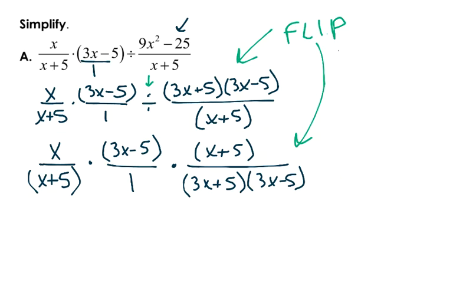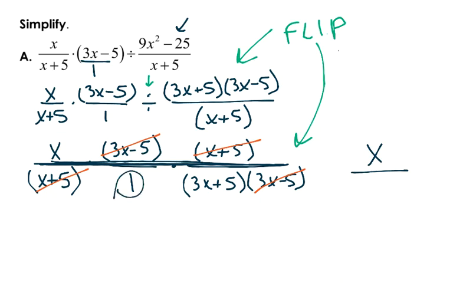Since we're multiplying everything now, I can just make one big fraction. It's the easiest way to multiply. And then we're going to cancel out any common factors. I definitely see an x plus 5. I see a 3x minus 5. And then I'm going to write my leftovers. So I'm left with an x on top. In the denominator, again, I don't need to write that 1. And I just need to write the 3x plus 5.